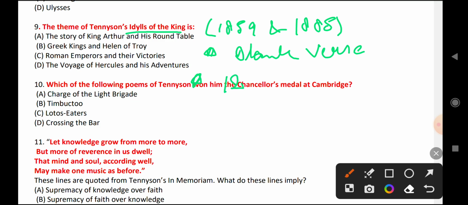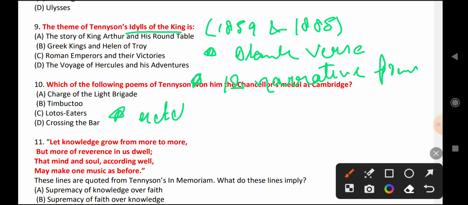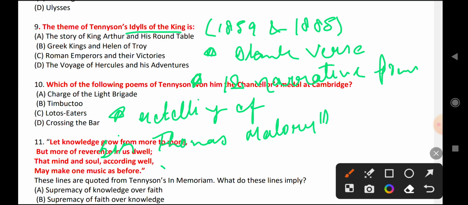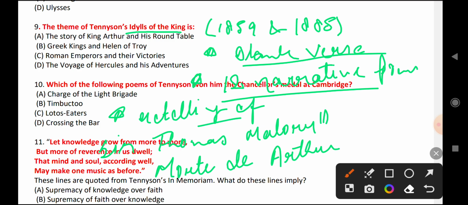It consists of 12 interconnecting narrative poems. The source of this story is Thomas Malory's Le Morte d'Arthur. So this work is a retelling of Sir Thomas Malory's Morte d'Arthur. There are 12 stories. The things to remember are blank verse, 12 narrative poems, retelling of Sir Thomas Malory's Morte d'Arthur, written between 1859 and 1885. And the theme is the story of King Arthur and his round table.